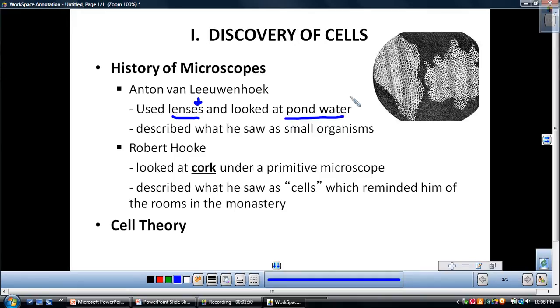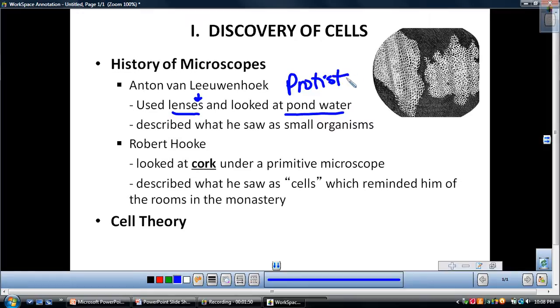He looked at pond water. Now, I know that you are very aware that we have things called protists that are found in pond water, but scientists didn't know that back then, in the early 1500s. So von Leeuwenhoek recorded in his lab journal and described what he saw as these little small organisms, and they were named animalcules, which were little small animals. Of course, we now know that these things were protists.